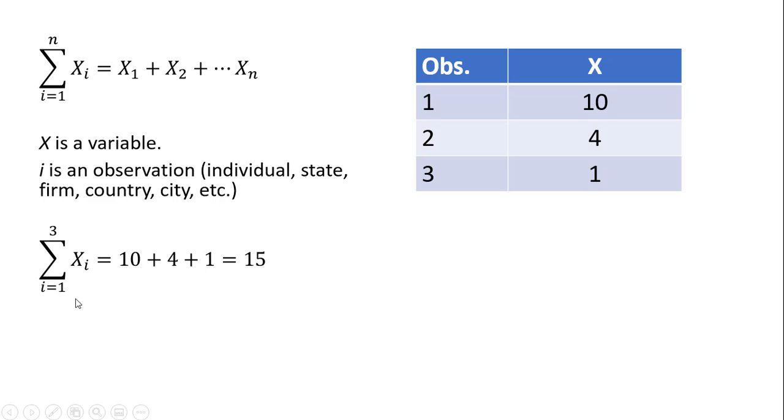So applying this summation operator to our table here, we're going to sum the values of x starting with observation 1 through the third observation, and we would get 15.